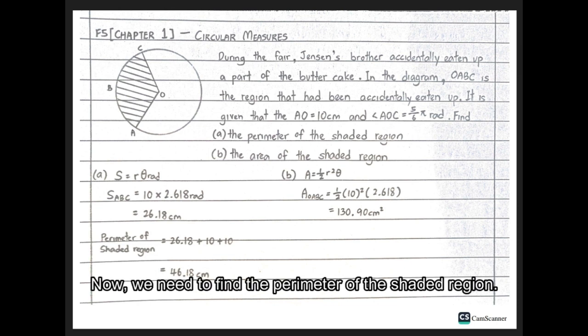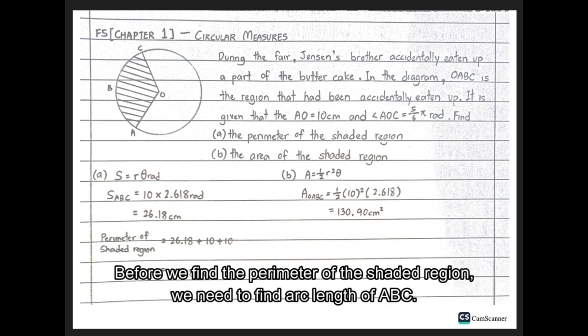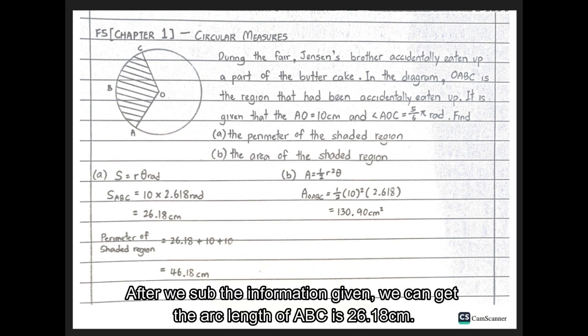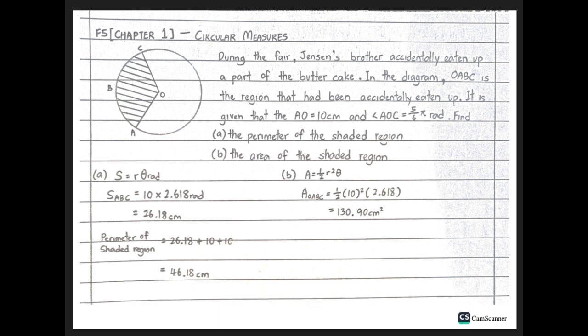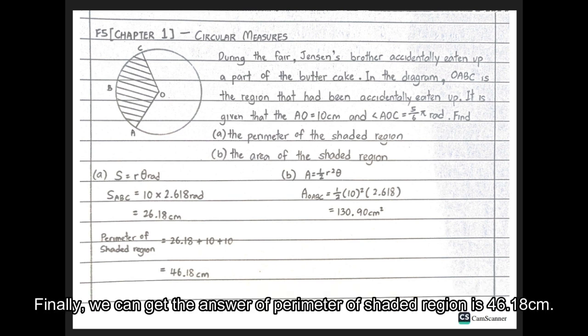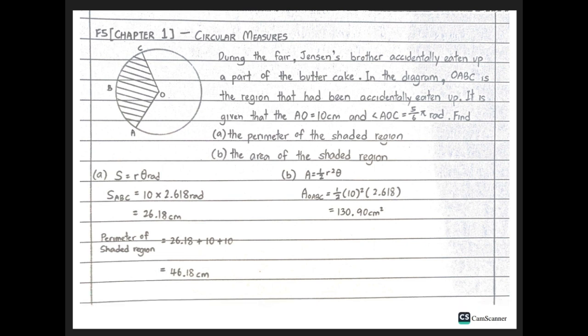Now, we need to find the perimeter of the shaded region. Before we find the perimeter of the shaded region, we need to find the arc length of ABC. The formula of arc length is r theta. After we substitute the information given, we can get the arc length of ABC is 26.18 cm. Then, we can find the perimeter of the shaded region, which is the arc length of ABC plus the radius AO and OC. Finally, we can get the answer: the perimeter of the shaded region is 46.18 cm.